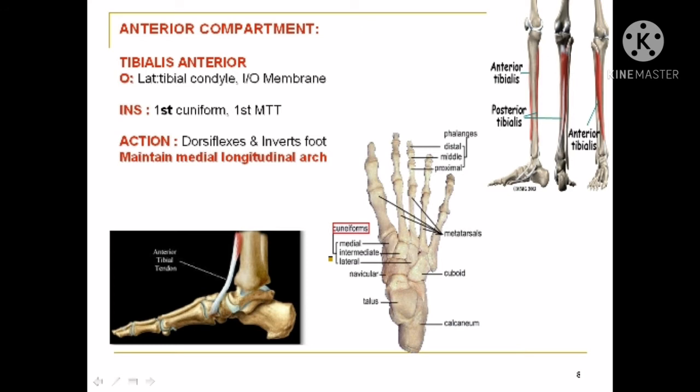The medial cuneiform is the first cuneiform, the intermediate is the second, and the lateral cuneiform is the third cuneiform bone. And it is also inserted upon the first metatarsal bone of the foot. Its action is dorsiflexion and inversion of the foot. It maintains the medial longitudinal arch of the foot. The arches of the foot we will study in the discussion of the foot, inshallah.